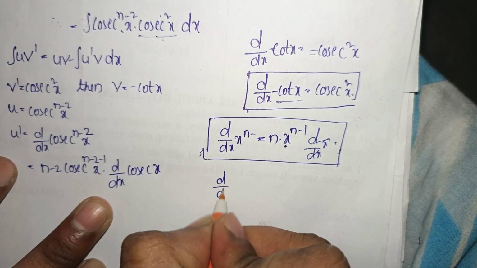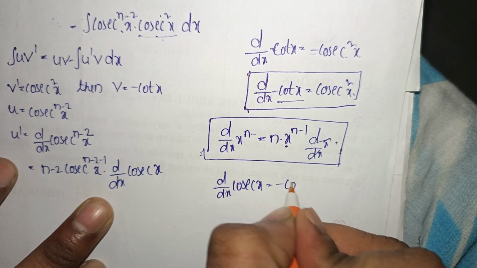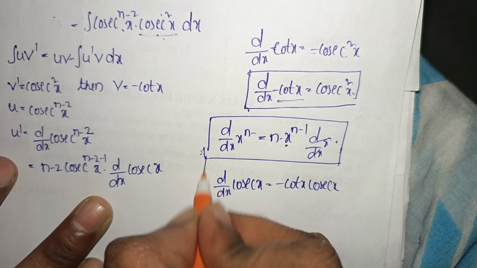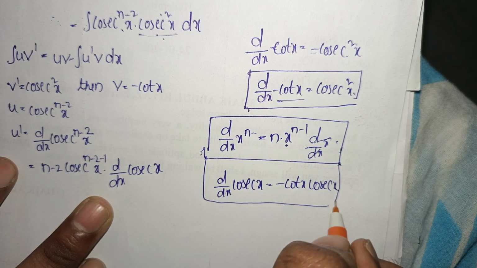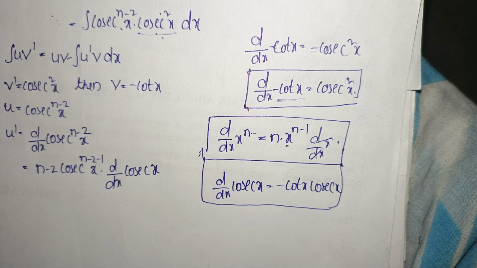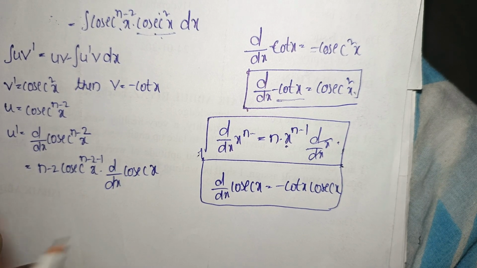d by dx of cosecant x is minus cot x cosecant x. You should remember all these formulas, okay? Or otherwise you can write them before starting the problem, so that you can learn them by heart and know that we are going to use these formulas.